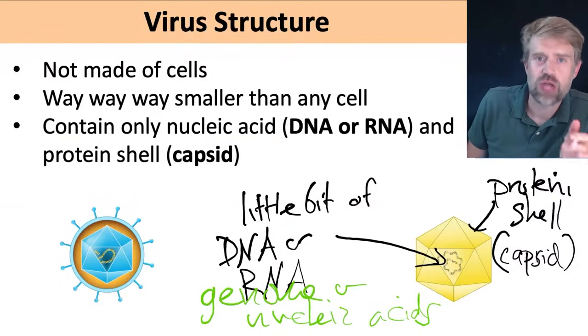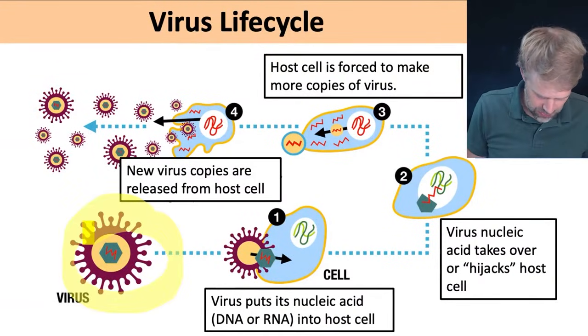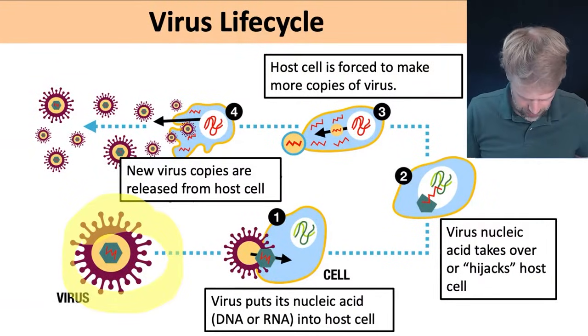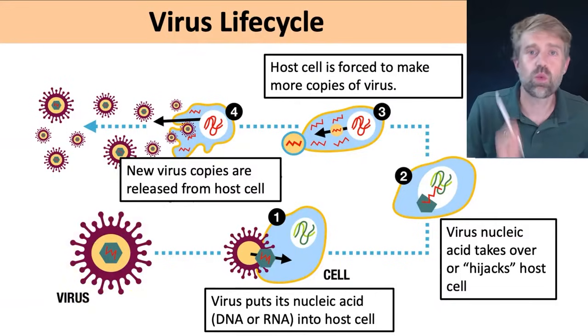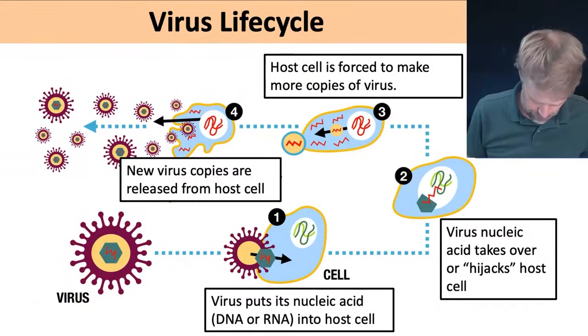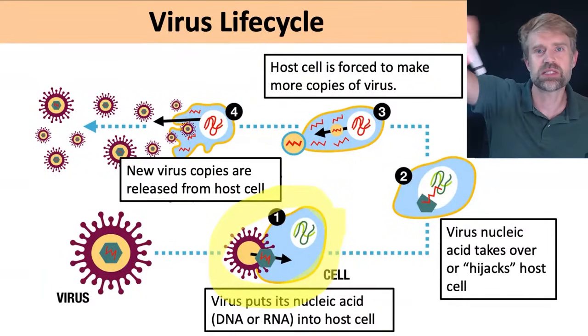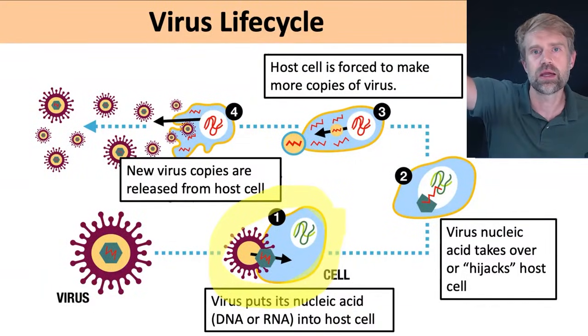Viruses have to hijack living cells. Here we have a virus. There's a virus right there. Now, if the virus wants to reproduce, if it wants to make more copies of itself, here's what it's got to do. It goes up to a cell and it attaches to the cell and it spits its DNA or RNA into the cell.